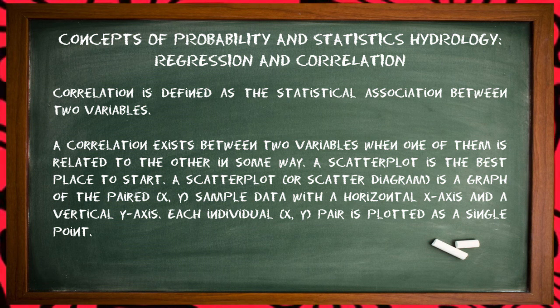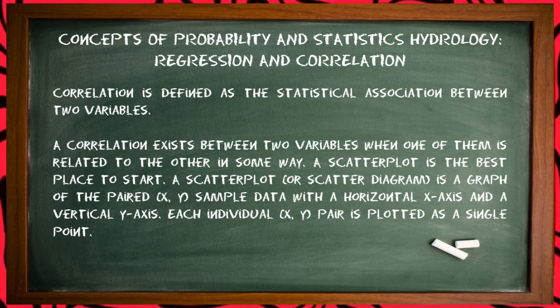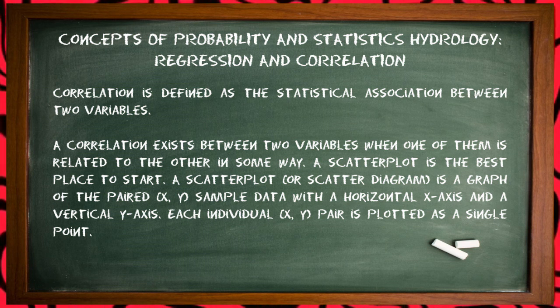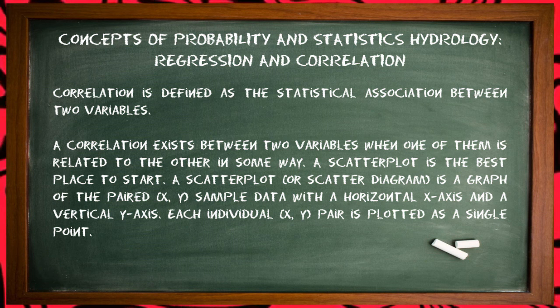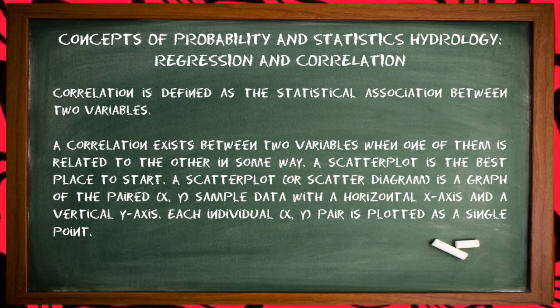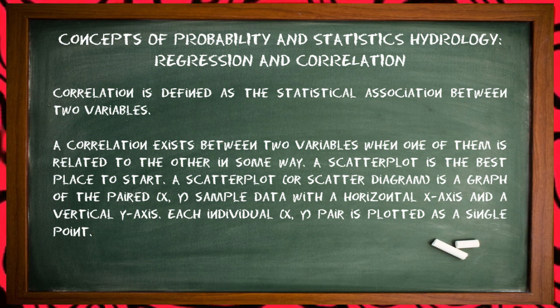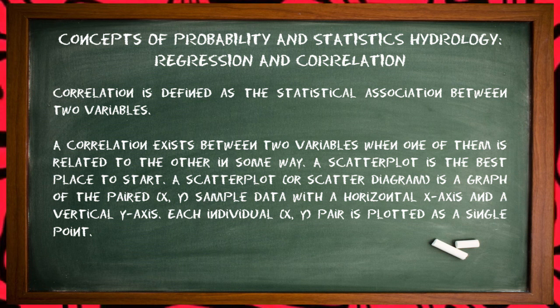As the values of one variable change, do we see corresponding changes in the other variable? We can describe the relationship between these two variables graphically and numerically. We begin by considering the concept of correlation. A correlation exists between two variables when one of them is related to the other in some way. A scatter plot is the best place to start.